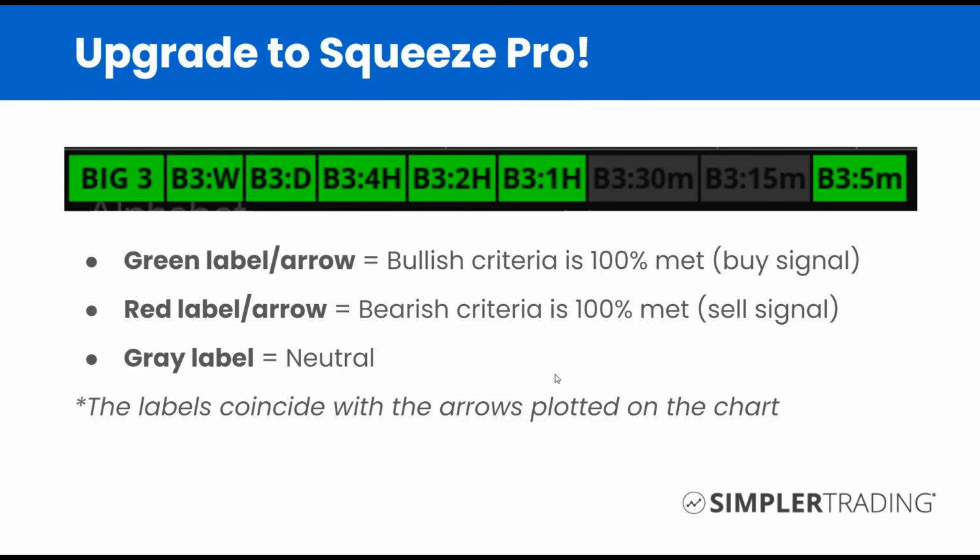The gray bar means things are neutral. Not bullish, not bearish, just neutral. And then a red label, or a red bar, red arrow, that's our sell signal. And that means all of our bearish criteria has lined up. So these labels here, they coincide with the arrows that are plotted on the charts.